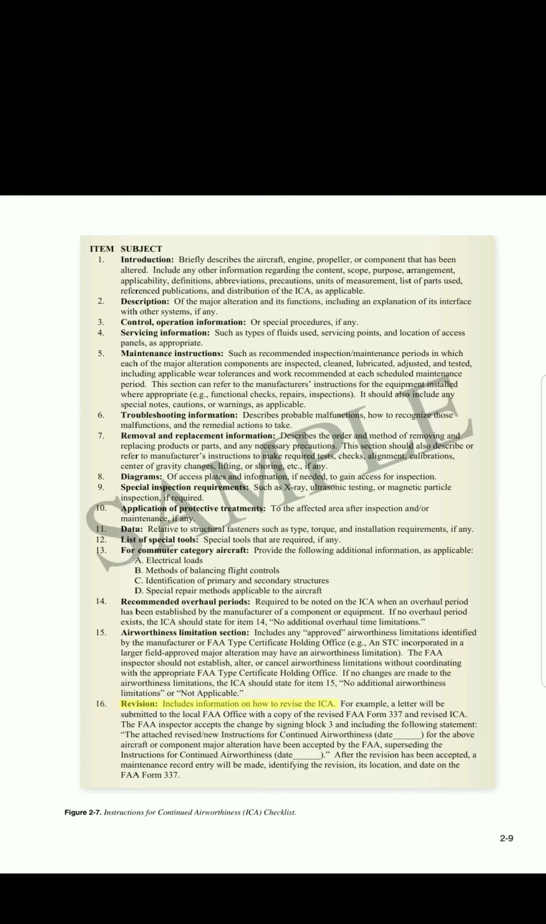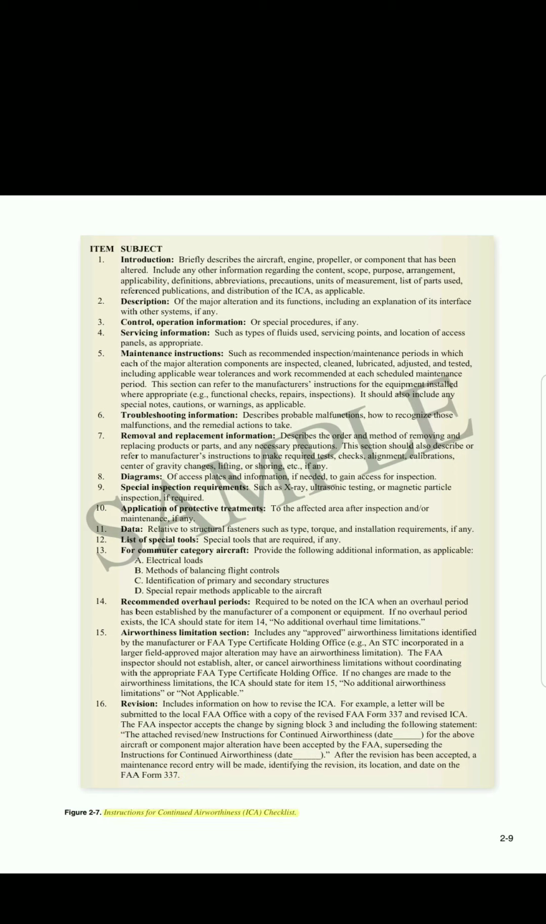16. Revision includes information on how to revise the ECA. For example, a letter will be submitted to the local FAA office with a copy of the revised FAA Form 337 and revised ECA. The FAA inspector accepts the change by signing Block 3 and including the following statement: the attached revised/new instructions for continued airworthiness dated ____ for the above aircraft or component major alteration have been accepted by the FAA, superseding the instructions for continued airworthiness dated ____. After the revision has been accepted, a maintenance record entry will be made, identifying the revision, its location, and date on the FAA Form 337, Figure 2-7.